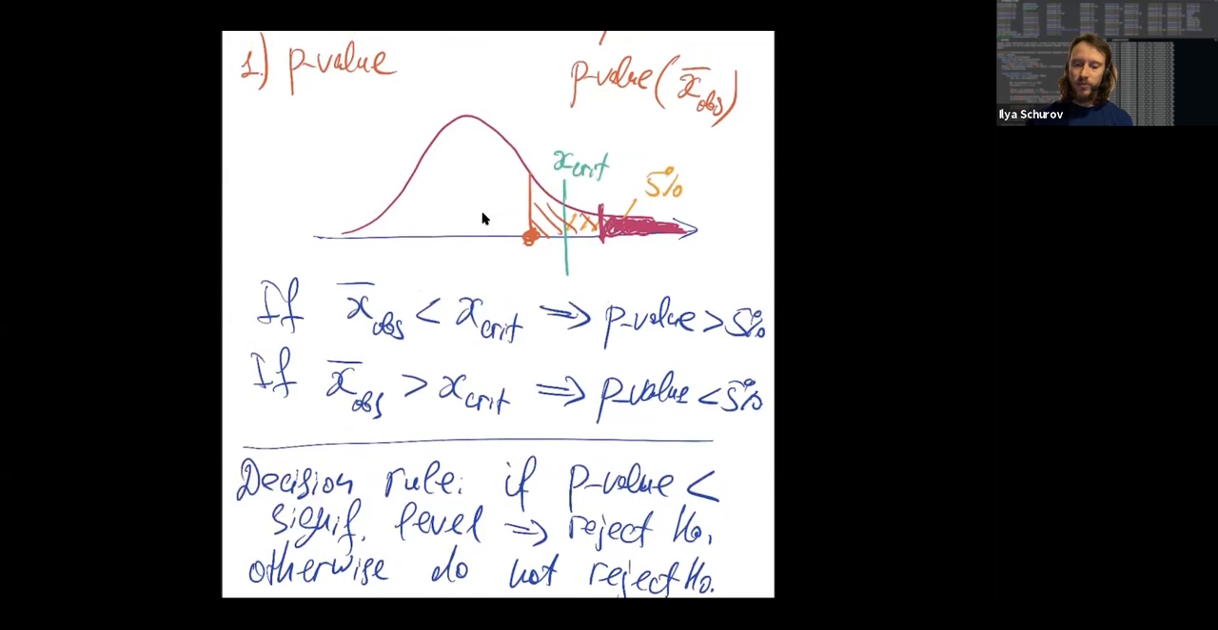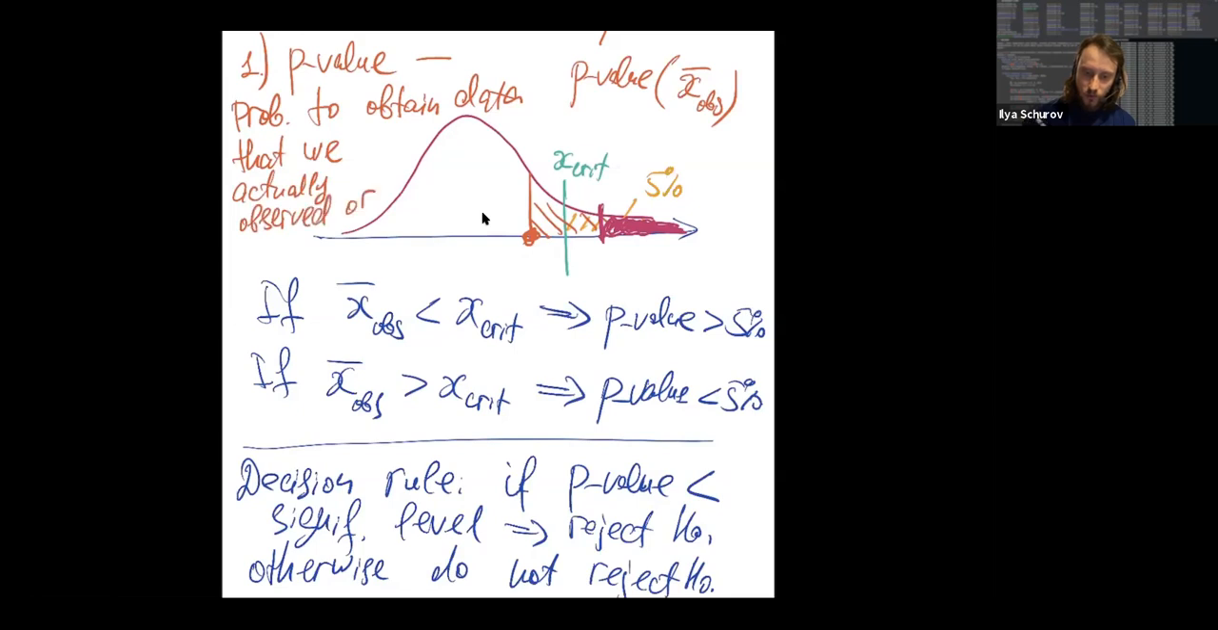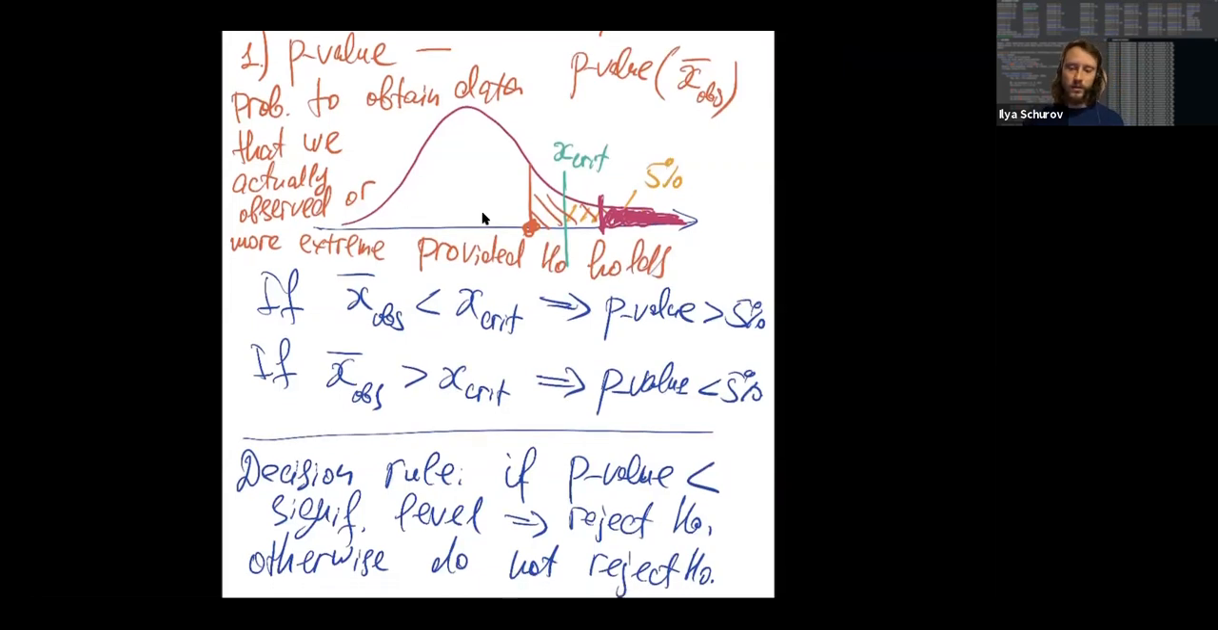So again, p-value is the probability to obtain the data that we actually obtained, that we observed, or more extreme data, provided that null hypothesis holds. So let me write it once again. This is the probability to obtain data that we actually obtained and that we actually observed, or more extreme, provided that null hypothesis holds. So this is what p-value means.